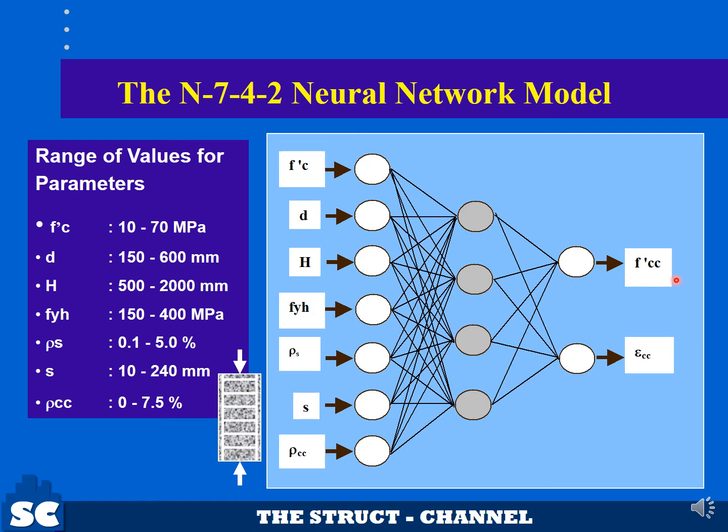The output has 2 nodes consisting of the confined strength or the peak stress and the strain at the peak stress. So in this study, the number of hidden nodes were varied, and the simplest number of hidden nodes is considered as the final model.